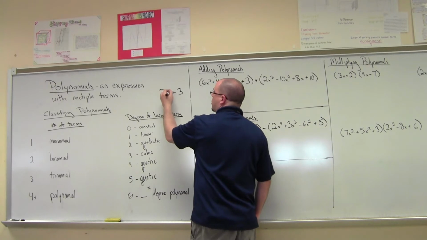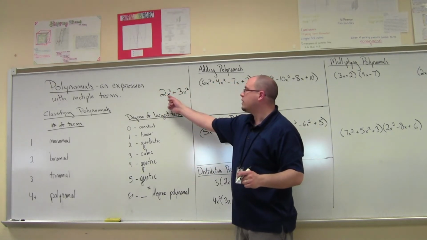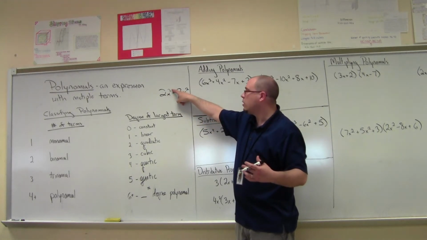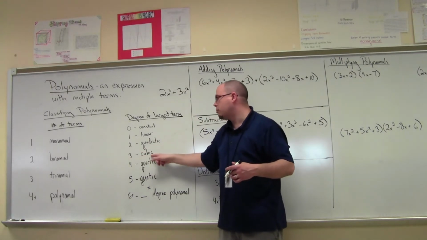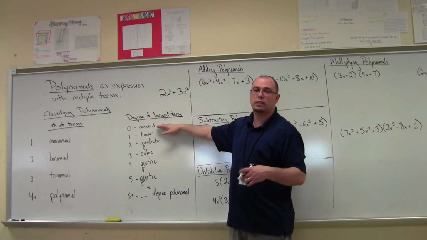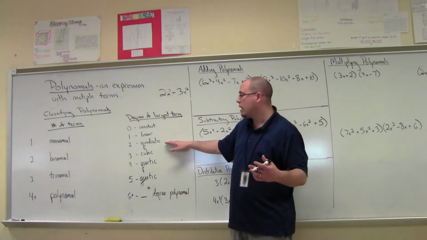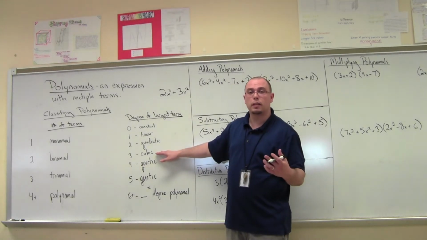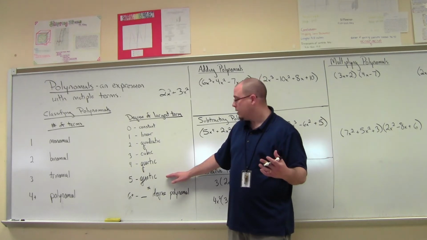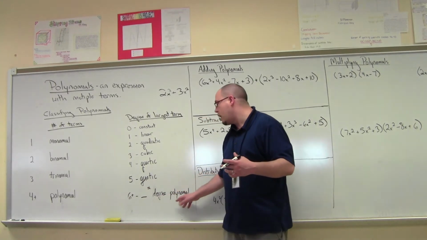So if we had 2x to the third plus 3x squared, let's say, again, we'd look at the largest term. In this case, it's 2x to the third, because that exponent is larger. And we would just take a look, what's 3? 3 is cubic. And we keep going from there. So if we have a degree of 0, it's constant. Degree of 1, it's linear. Degree of 2 is quadratic. Degree of 3 is cubic. Degree of 4 is quartic. Degree of 5 is quintic. Degree of 6 or larger, we'll just say is an nth degree polynomial.